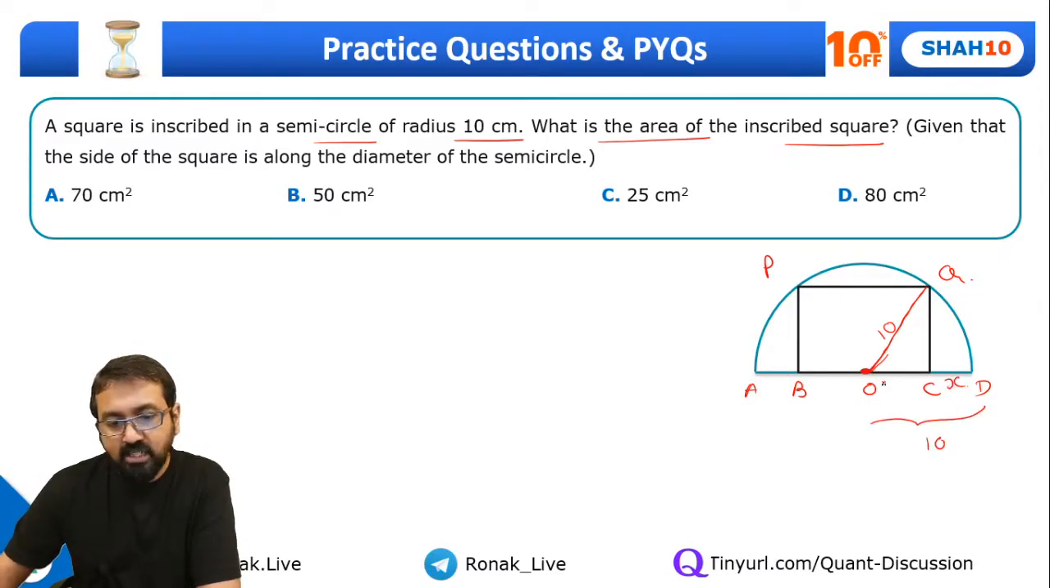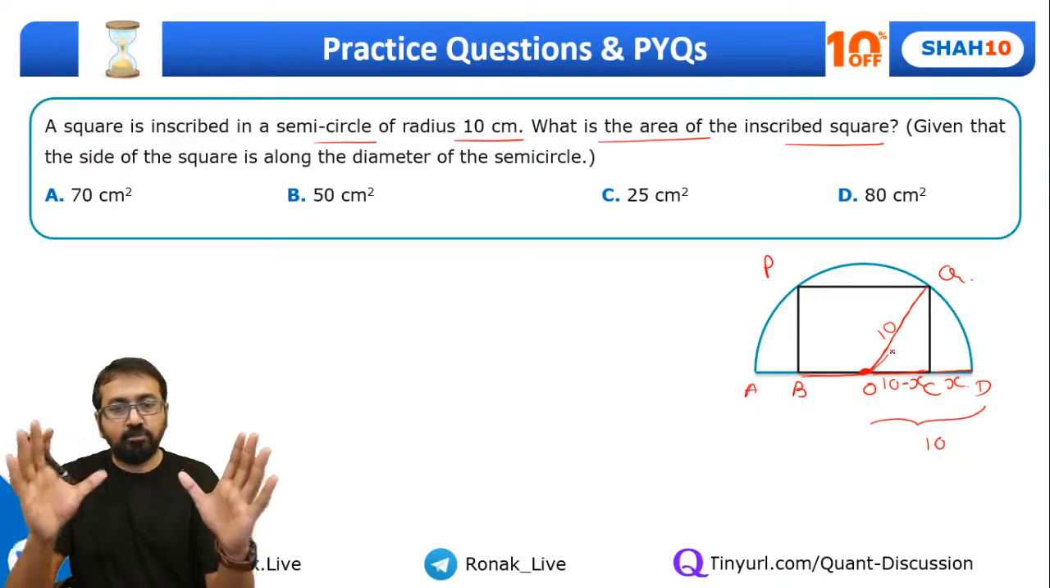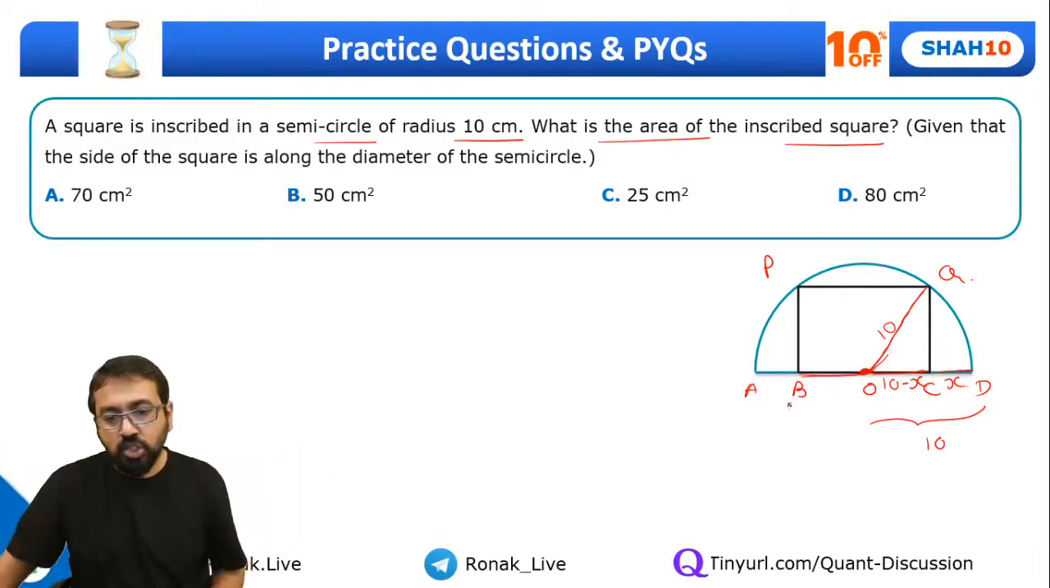So what will I get over here? This will be 10 minus X. Yes or no, everyone? This has to be 10 minus X, because this complete OD is the radius, which is 10, and we have taken this as X. So this is 10 minus X, right? Okay, same way, can I say this OB should also be the same as OC, because this is the center, so it's a symmetric figure. So this part should be equal to this part. So this is also 10 minus X.